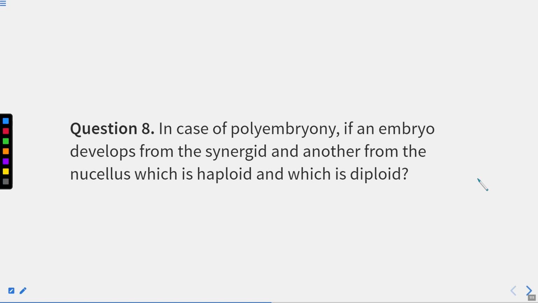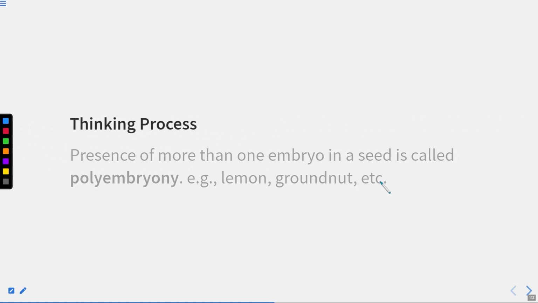Now let's talk about question number 8. In case of polyembryony, if an embryo develops from the synergid and another from the nucellus, which is haploid and which is diploid? This you have to answer. Now first you have to know what is polyembryony. So the presence of more than one embryo in a seed is known as polyembryony. Example of some plant where polyembryony is seen is lemon, groundnut, and some other plants. This is known as polyembryony.